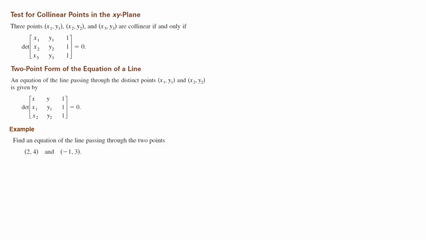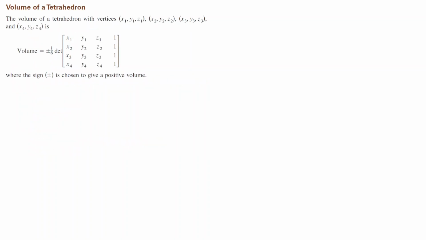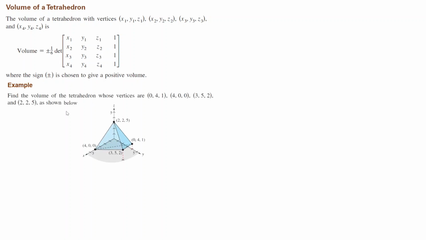Another application of determinant is for finding the volume of a tetrahedron. So given the following vertices of the tetrahedron, its volume is plus or minus 1 over 6 times the determinant of this. These are the vertices of the tetrahedron. We just add 1 here, where again the sign plus or minus is chosen to give a positive volume. For example, we have: find the volume of the tetrahedron whose vertices are the following, which is shown below.